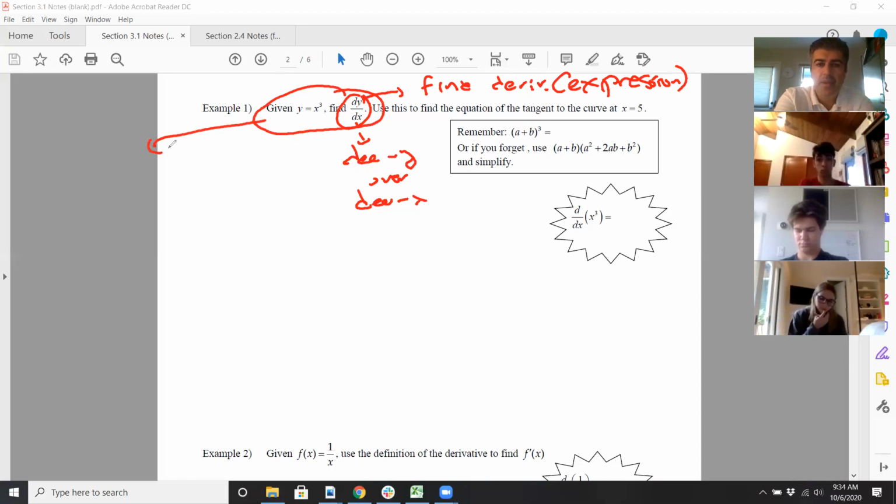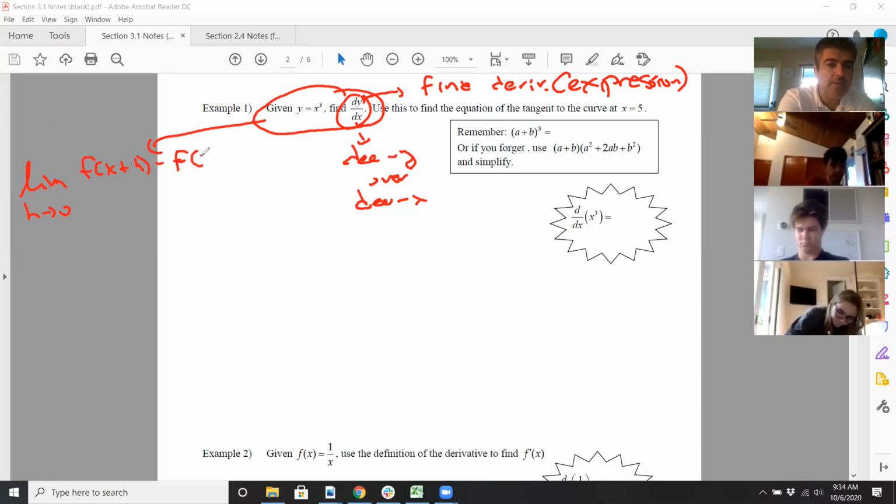over here. Now, remember, it's the limit as h approaches 0 of f of x plus h. Not doing f of a anymore. We're doing f of x plus h minus f of x all over h. So there's no a at all. No a. What is f of x? x cubed. And you're x plus h cubed over h.